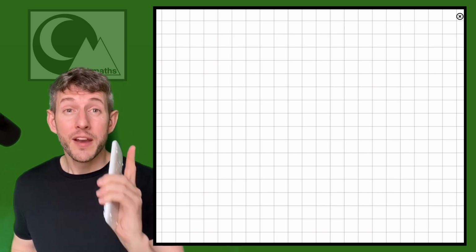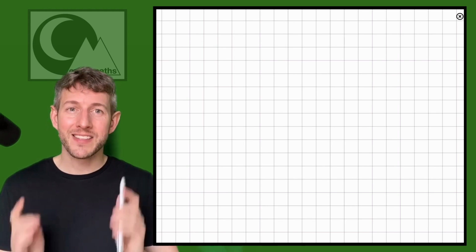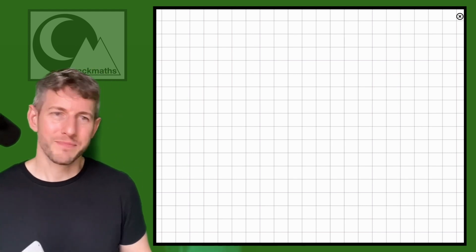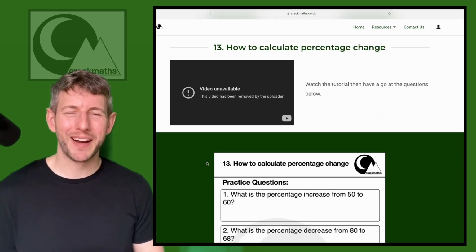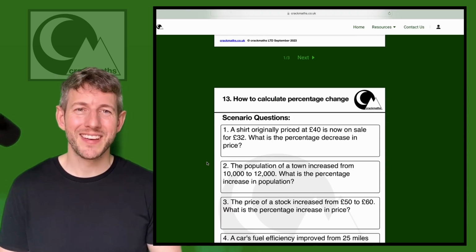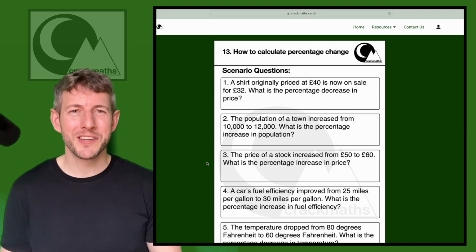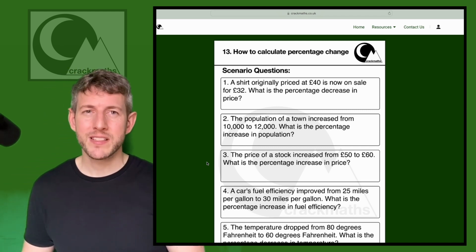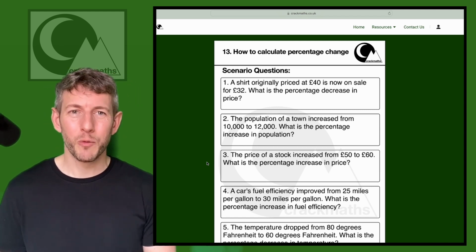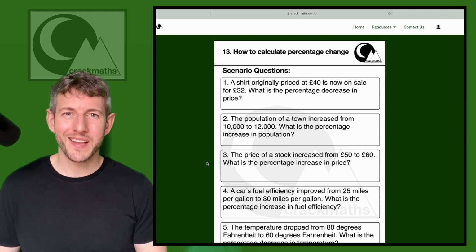Okay, so now let's have a look at a scenario question over at Crack Maths. Okay, so here we are over on Crack Maths, and we can look at the scenario questions here. And question 1, it's a very typical question. It says, a shirt originally priced at £40 is now on sale for £32. What is this percentage decrease?